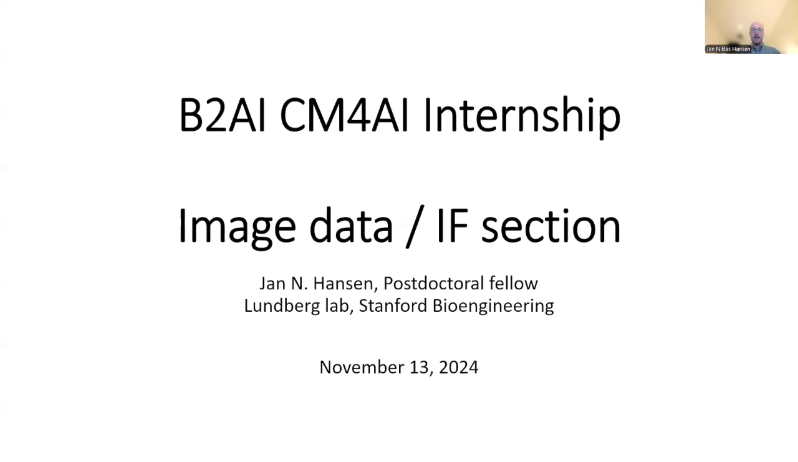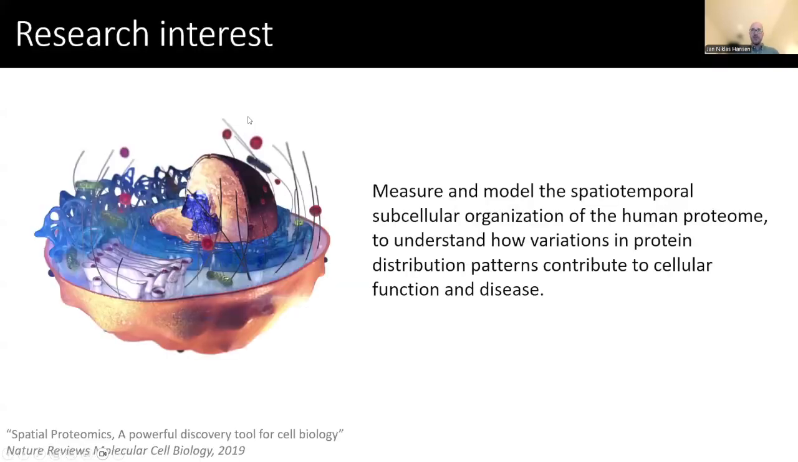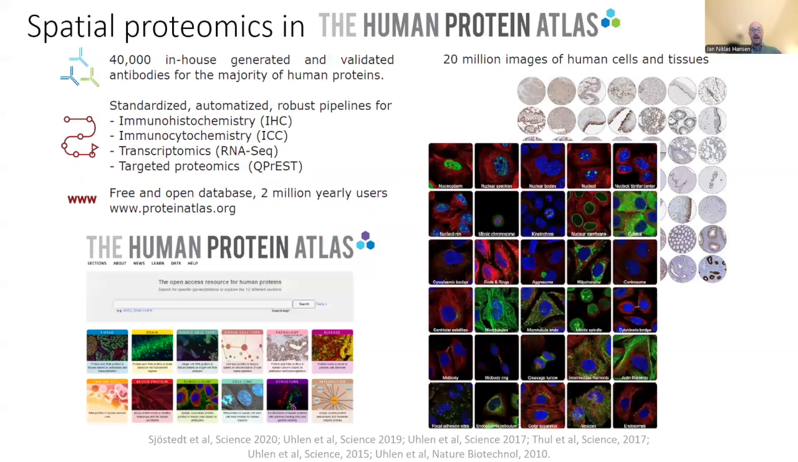So the Lundberg lab is interested in measuring and modeling the spatiotemporal subcellular organization of the human proteome, because we believe that this will allow us to understand how proteins and their variations contribute to cellular functions and disease. So the Lundberg lab is part of the Human Protein Atlas, and this is the technique that we mostly apply, spatial proteomics with antibodies. And the Human Protein Atlas project has run now over almost 20 years, and in this project we've generated over 40,000 polyclonal antibodies that allow us to map almost any human protein in images.